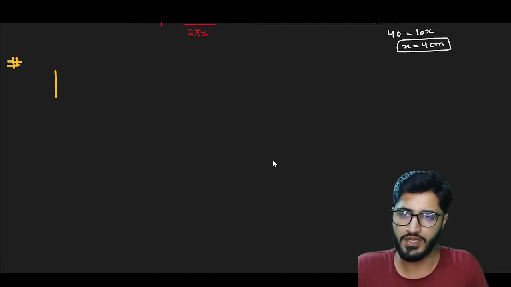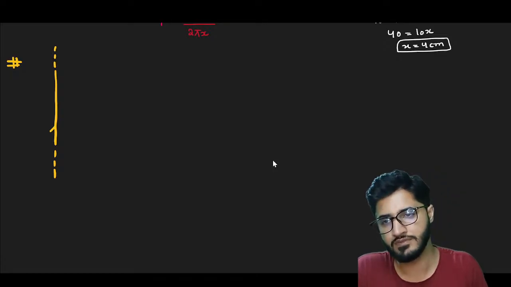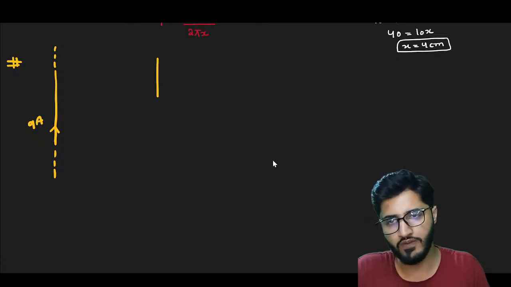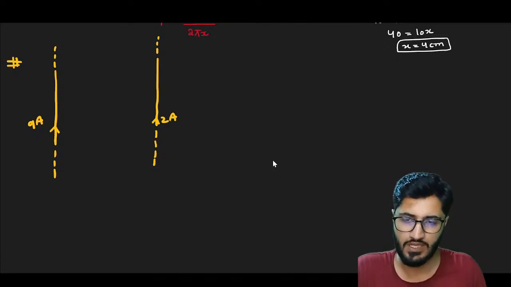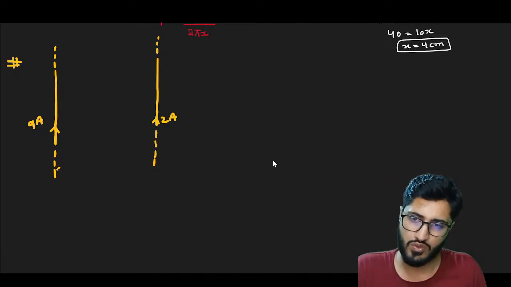We are having wires. Dotted means infinite wires. Current I is 9 ampere. One more wire, which we suppose to be an infinite wire, has a current of 2 ampere flowing. The distance between these two wires is given to us, which is 2 meter.